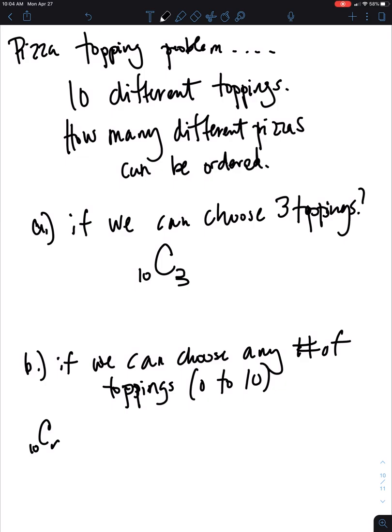And I'm picking 3. So if I do the math in the calculator, I get 120 different types of pizza for 3 different toppings.